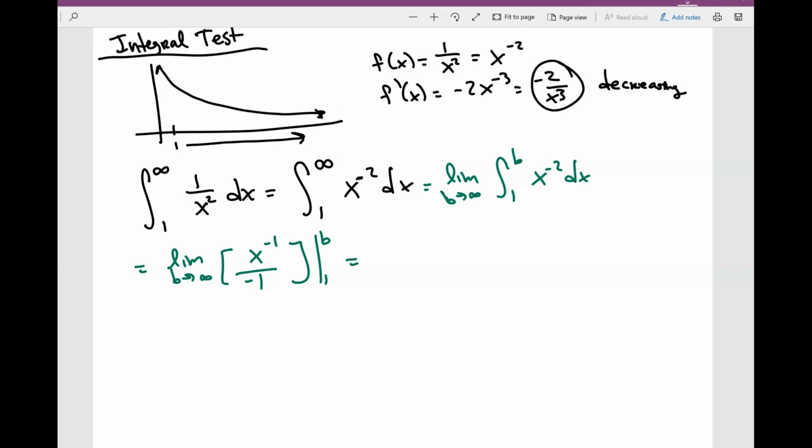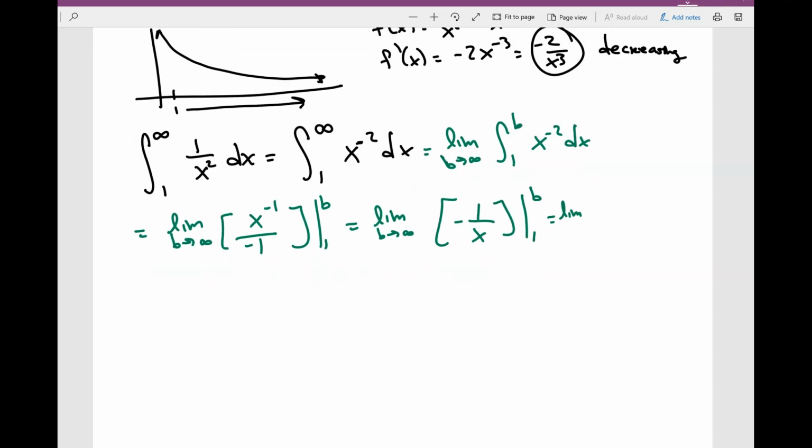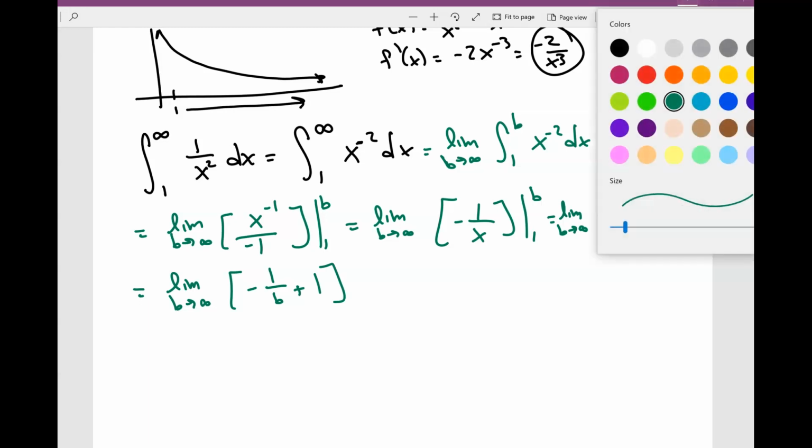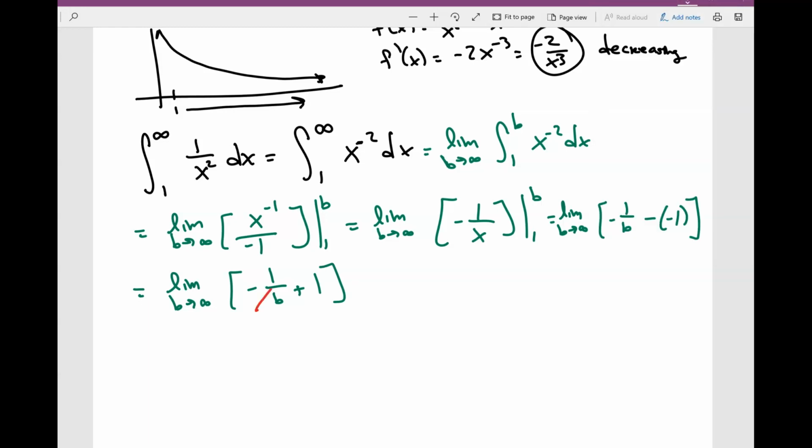Okay, and now what I'm going to have is the limit as b goes to infinity of negative 1 over x from 1 to b. And then let me plug it in. Limit as b goes to infinity of negative 1 over b minus negative 1. So this gives me the limit as b goes to infinity of negative 1 over b plus 1. Now all I have to do is plug in the infinity. So this is just going to go to 0. So all I'm left with is just 1.